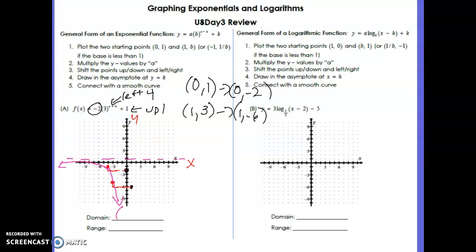All right, so our domain is -infinity to +infinity, and our range is from -infinity, we always go low to high, up to the asymptote but not including the asymptote, so up to 1, but not including 1.